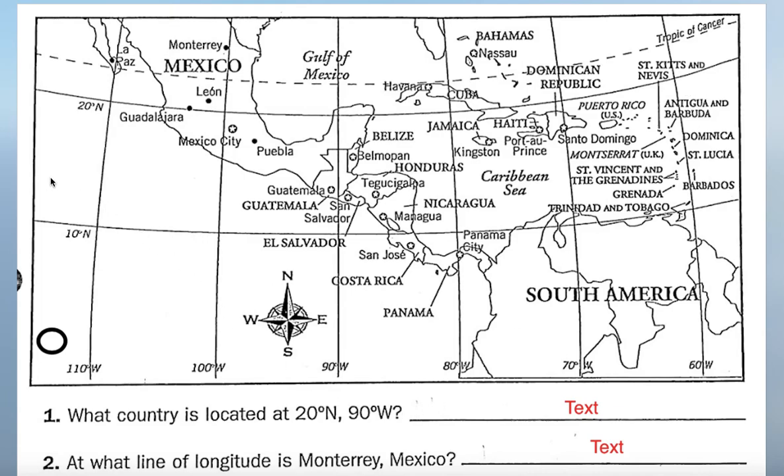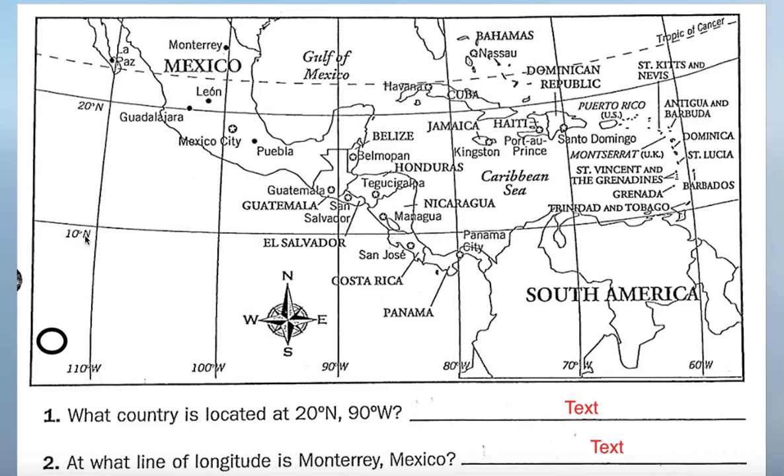Okay? Now remember, I compared this to a grid that you're using for like your multiplication chart. So when you're trying to find a location, you look at what number they're telling you to start with. So if they're talking about 10 degrees north, then you're going to start there, and then 100 degrees west, you're going to start and you're going to find where those meet up.